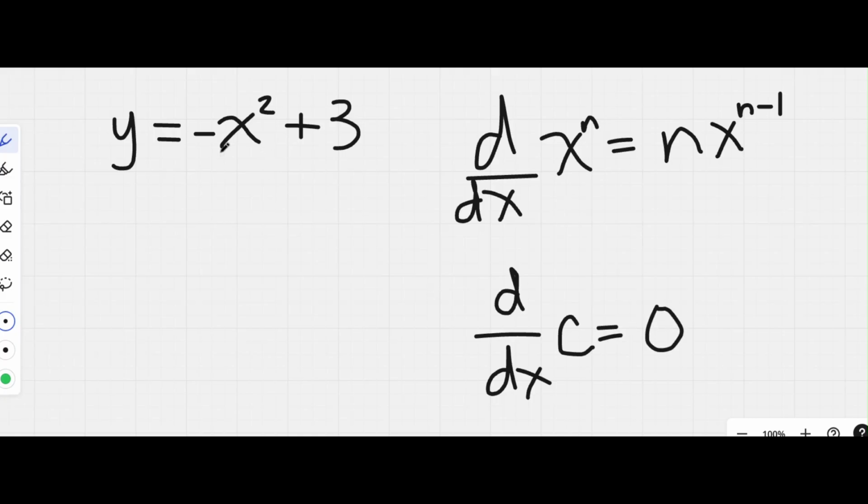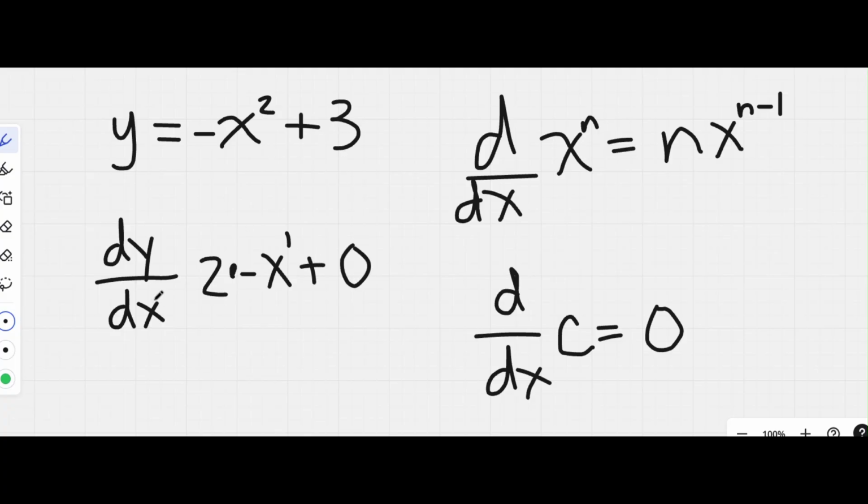So knowing this, for negative x to the second power plus 3, the derivative, dy over dx, the answer, is equal to 2 times negative x to the first power plus 0, because the derivative of the constant is 0. So 3 goes to 0.